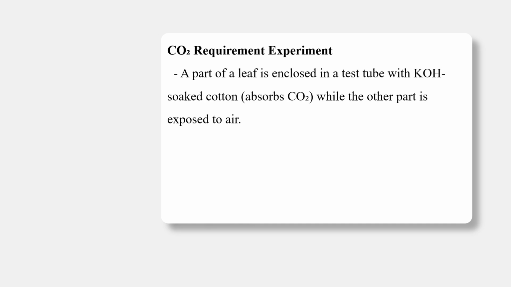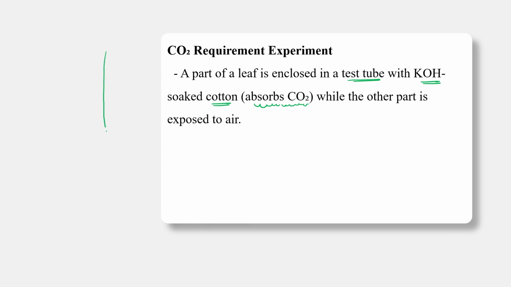for this photosynthesis process. Is carbon dioxide also required? To prove this, a part of the leaf is enclosed in a test tube, and that test tube contains KOH. Okay, and actually KOH-soaked cotton. What is the function of KOH? Potassium hydroxide absorbs the carbon dioxide which is present in the test tube. Okay, so a part of the leaf is enclosed in a test tube.